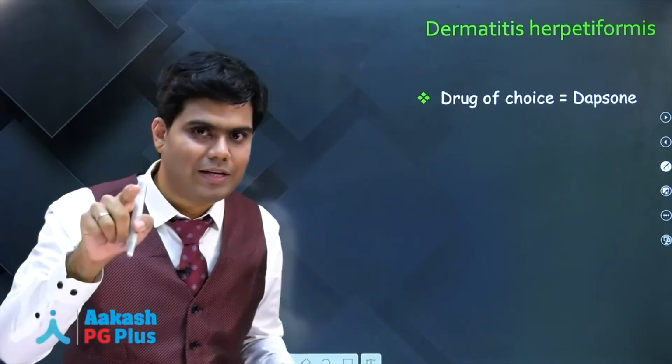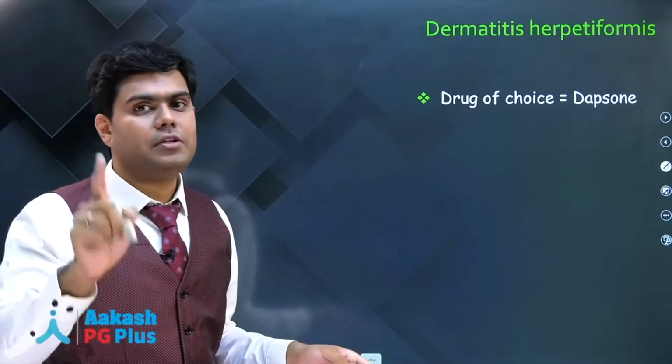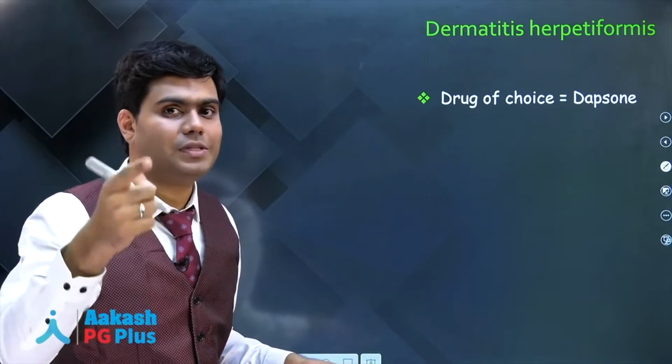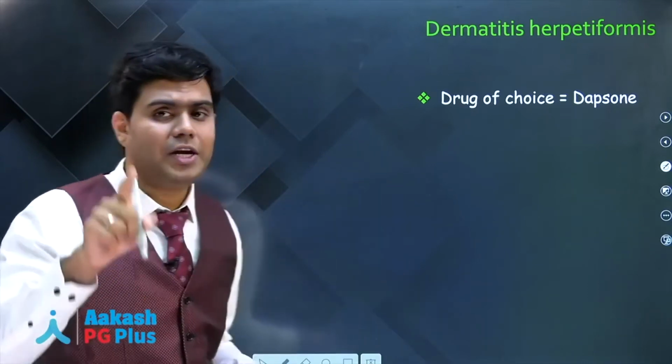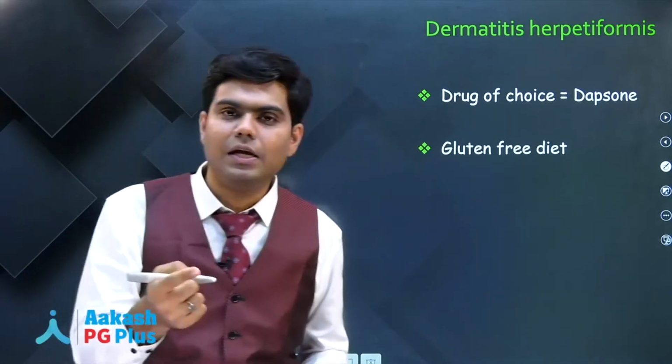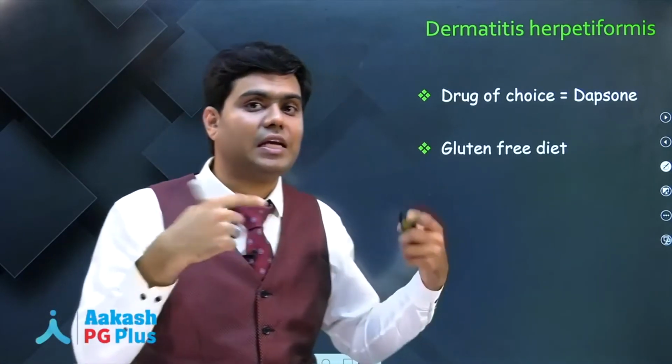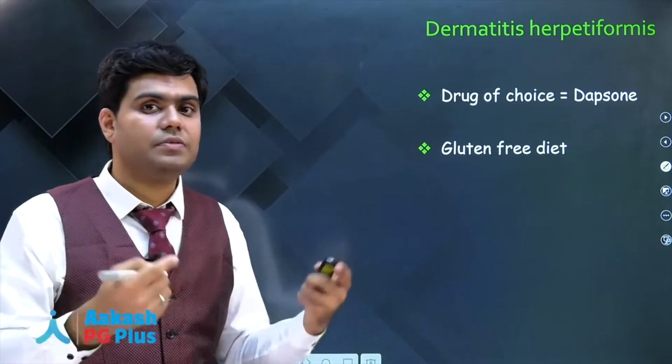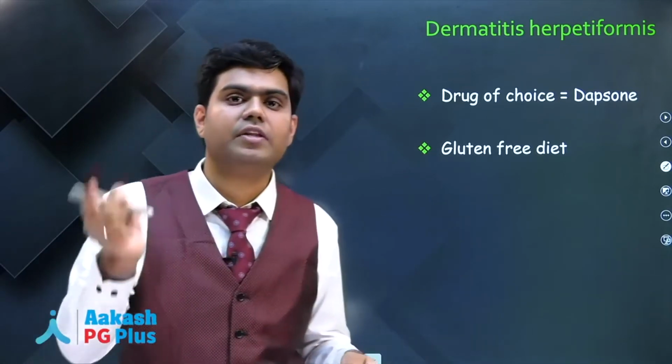Dapsone, where else have you read dapsone? In leprosy. So leprosy also uses dapsone as a part of the MDT kit. So the drug of choice for dermatitis herpetiformis, if I ask you, you will say dapsone. But only dapsone is not sufficient. You need to give a gluten-free diet, because these patients will exacerbate. The activity of the disease will increase if they have gluten in their diet, because they have gluten sensitivity.